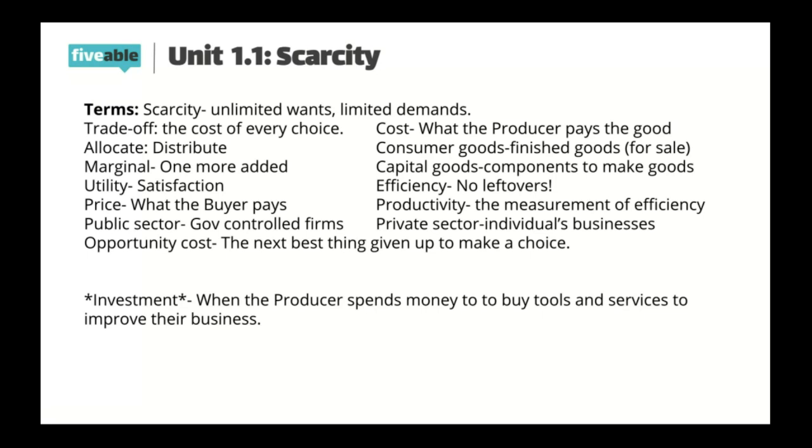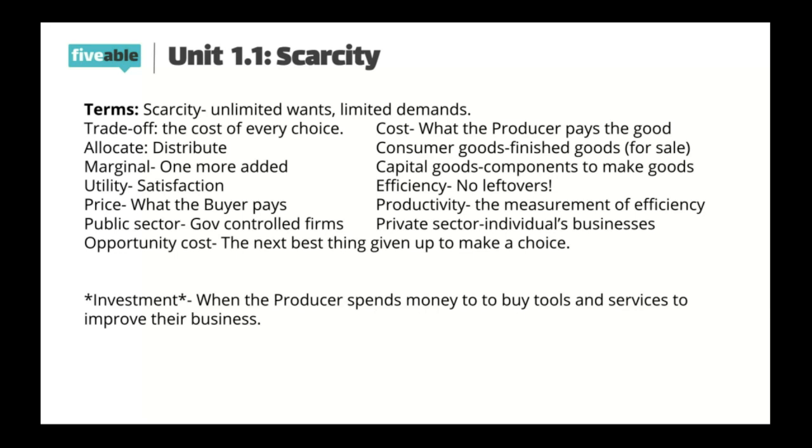A couple of words sometimes trick people up. Allocate just means distribute, and just how it's distributed. So if you hear about allocation or resource allocation, that's a really fancy term for, oh, who gets that and how much of it did they get? You probably need to know the difference between consumer goods, those are finished goods on the shelf, and capital goods. These are the components that make the goods. Can a consumer good be a capital good?